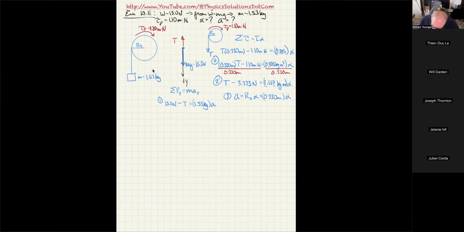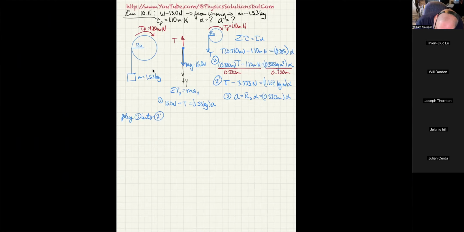So first off, what I'm going to do is plug 3 into 2 prime technically. And the reason why I'm doing that is because then all of them will be in terms of A instead of alpha. So to do that, I'm going to replace the alpha with A over 0.330. So A alpha would be A over 0.330.